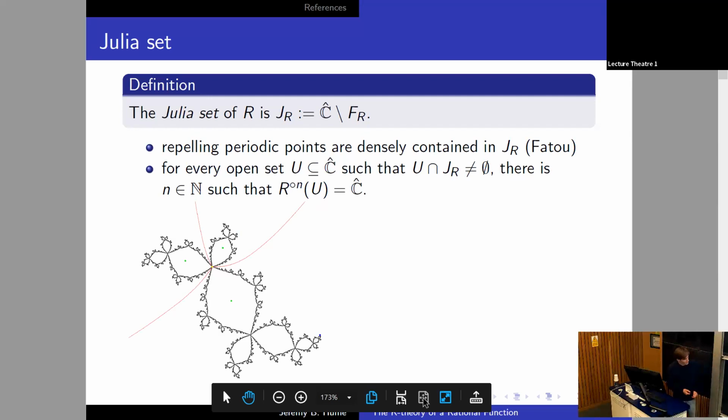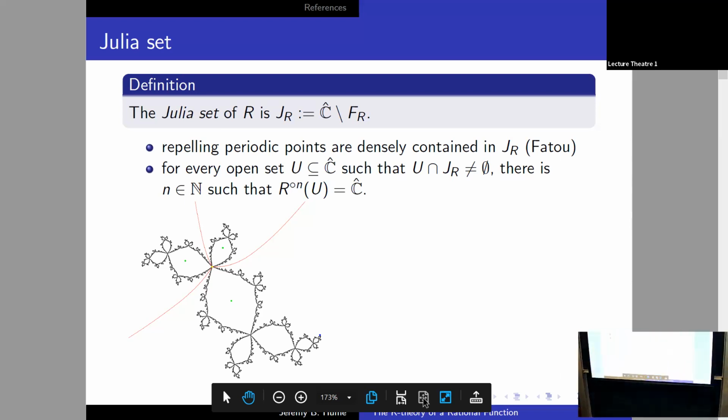Here's an example of a Julia set. So I'm going to go through this a bit. See this yellow point that I denote? The black pixels here are the Julia set and the white pixels are the Fatou set. The yellow point where those three red rays are intersecting is a fixed point, and it's repelling in the sense that its derivative has modulus greater than 1.